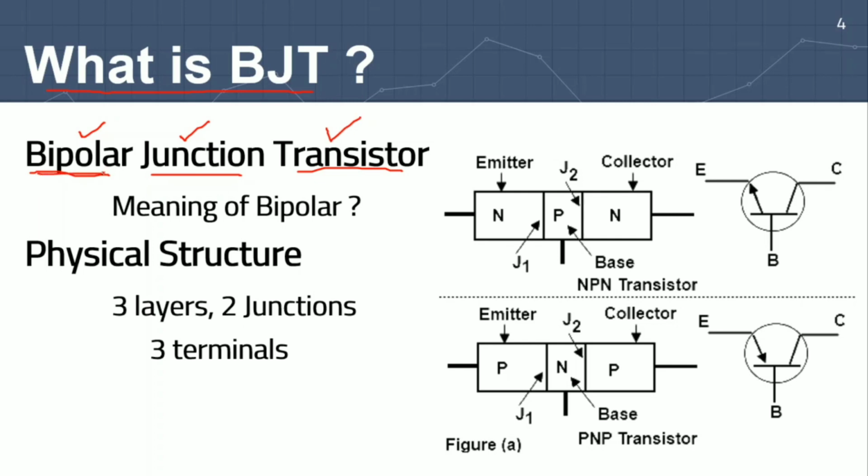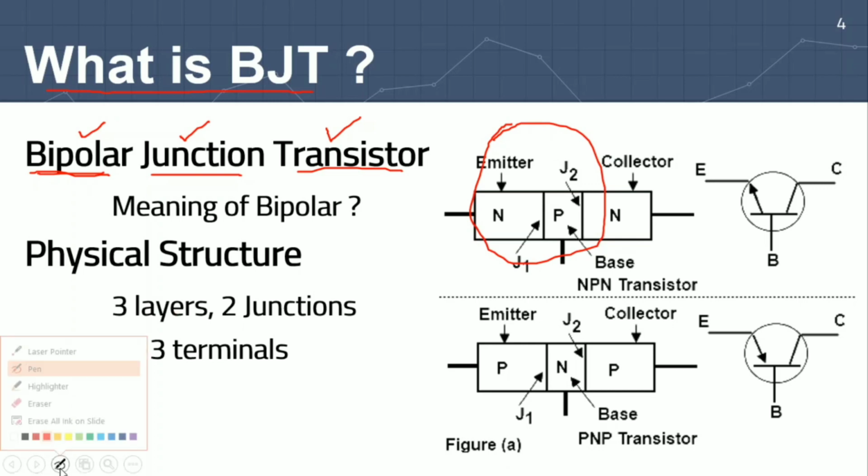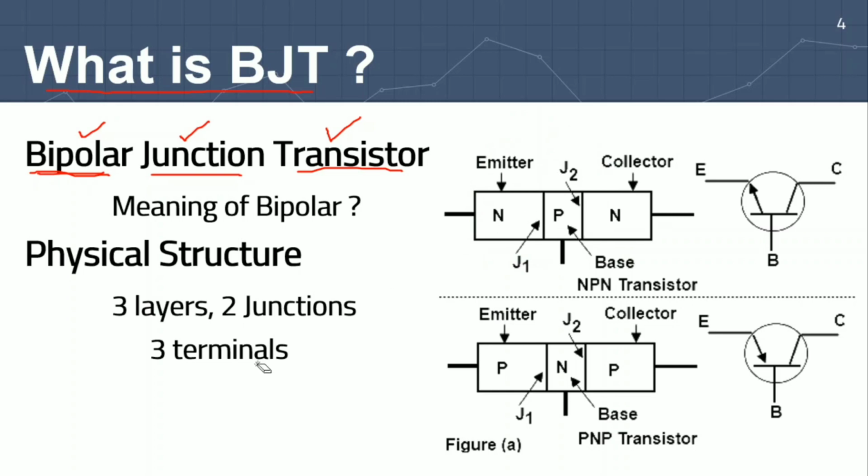Now what is bipolar? Bipolar indicates that when you have a device, this is an electronic device, right? When you have an electronic device, if the current through the electronic device is because of both the charge carriers, then it is called a bipolar device. If both holes and electrons contribute the current for the electronic device, then we call such a device a bipolar device.